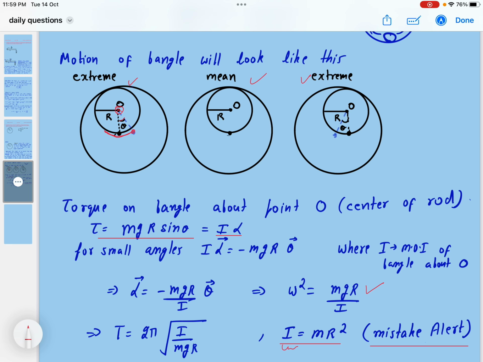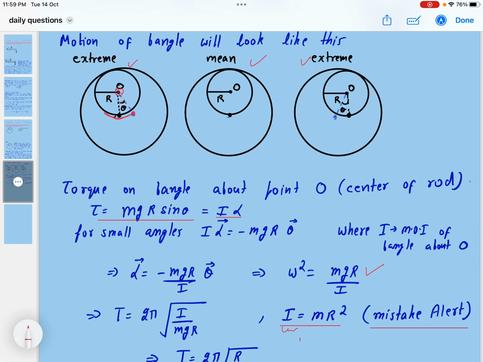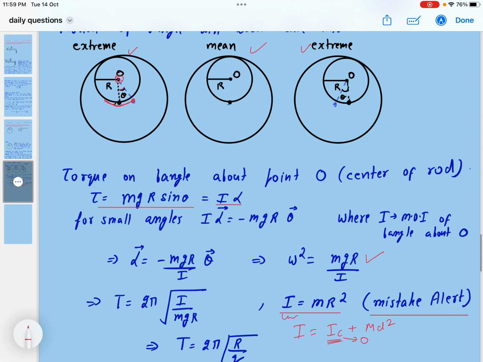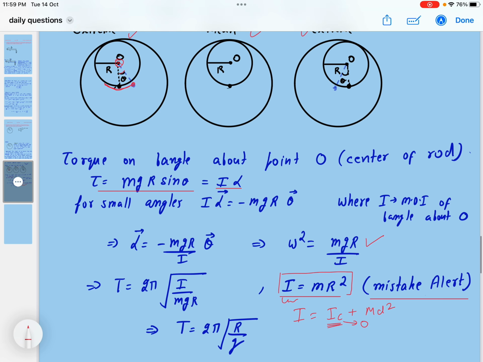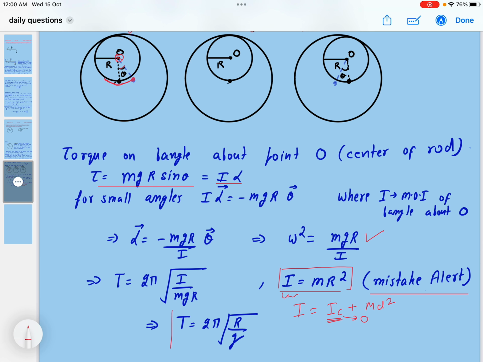So the moment of inertia will be I equal to the moment of inertia about the center of mass plus m d squared. Here I_C is what, beta? 0, no spinning motion, plus m d squared, where d is equal to r. So the moment of inertia about point O, the center of the rod, will be m r squared. Substituting the value, we get the time period as 2 pi root r by g. So that is the right answer.